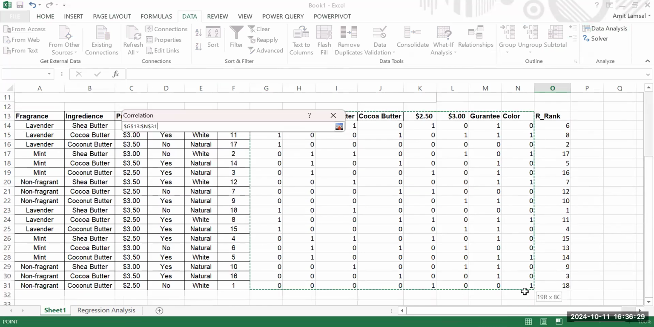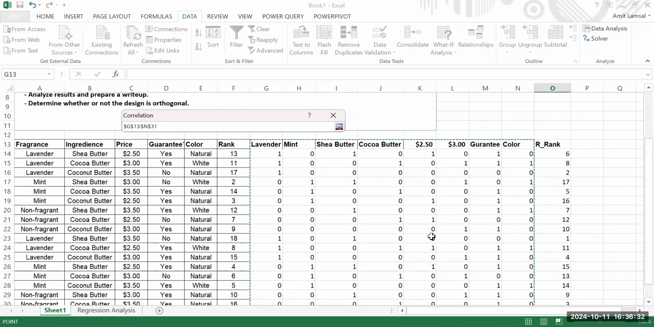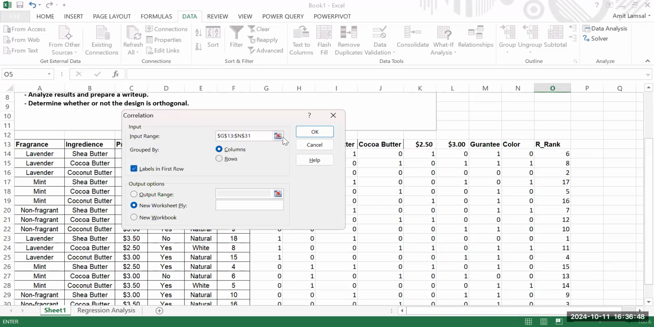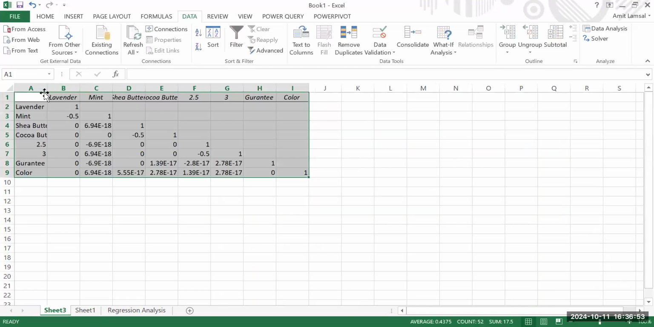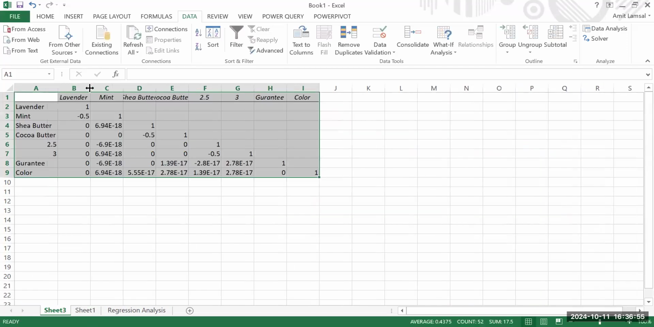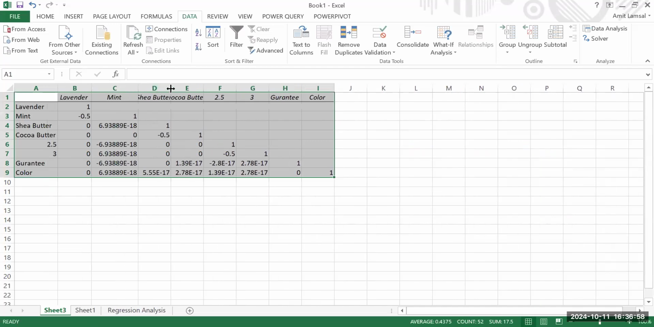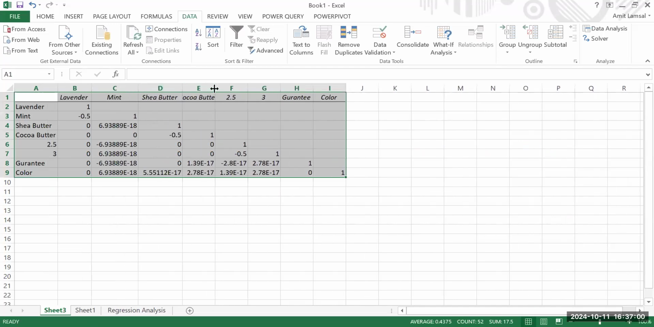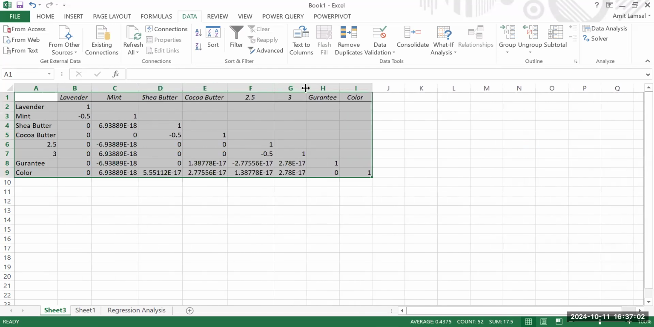So these are our independent variables. Orthogonal analysis means these independent variables are not correlated with each other. So we are not putting the dependent variable in this. We are just putting the independent variables and seeing how they are correlated to each other. So just select labels in the first row, worksheet in the new. Okay, so here you can see we have different attributes with their relationships with each other.